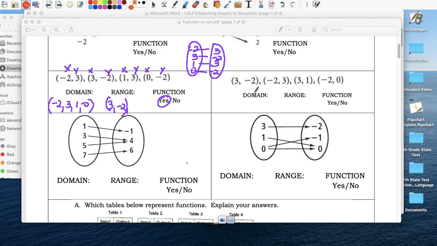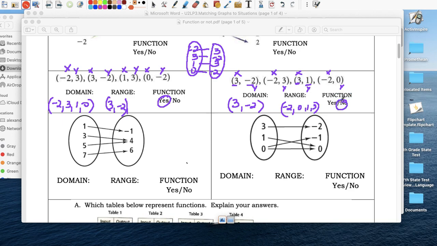This one, again, the domain is all your x values, which is 3, -2. 3 is repeated. And the range is all your y values, which is -2, 0, 1, and 3. Is this a function? No, because notice that 3 has an output of -2, and 3 again repeats. So 3 has two outputs, -2 and -1.